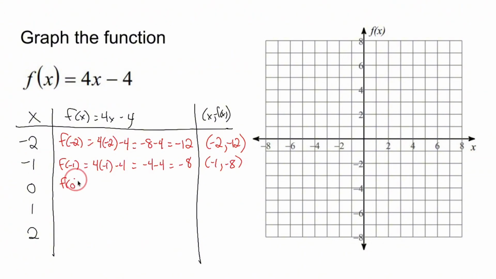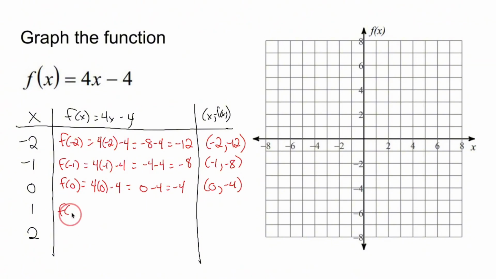F of 0 means replace every x with parentheses 0. So 4 times 0 minus 4. PEMDAS says 4 times 0 is 0. 0 minus 4 is -4. When I plugged in 0, I got out -4, easily graphable.